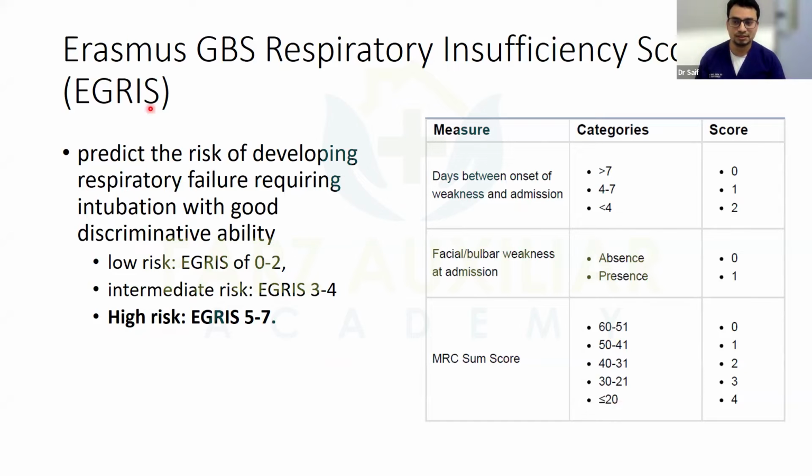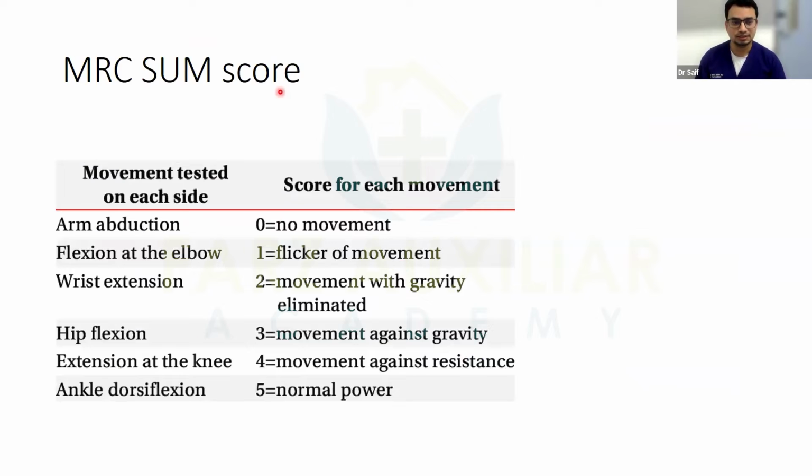The EGRIS score predicts the risk of developing respiratory failure apart from your 20, 30, and 40 rules. And if the score is high, like 5 to 7, the patient is at a higher risk of requirement of mechanical ventilation or respiratory failure, right? So regarding MRC sum score, this is done to rule out the muscle weakness in ICU acquired weakness as well. So you will see this score in ICU acquired weakness as well.